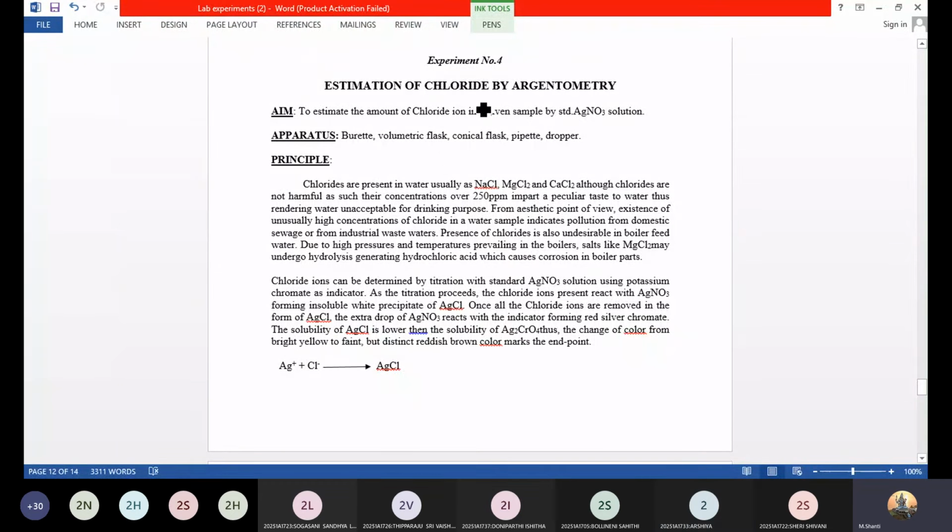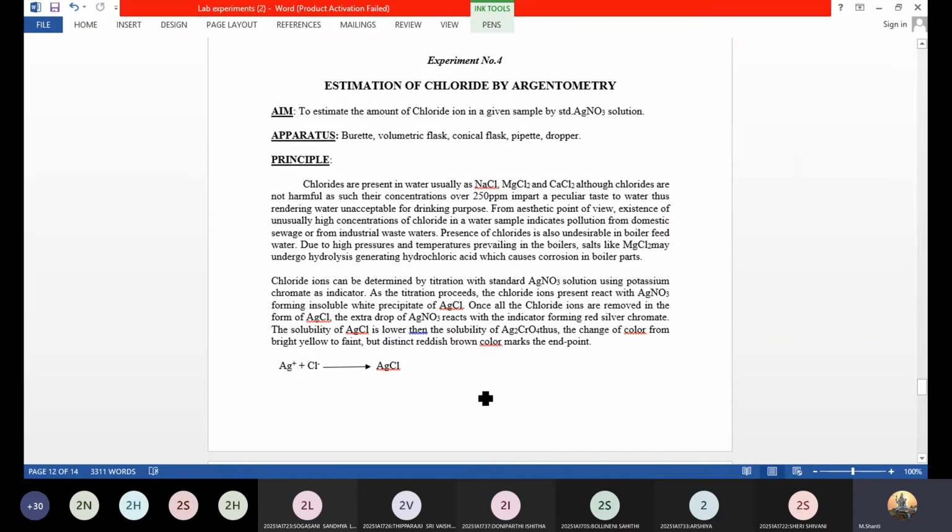Here you are going to estimate the chloride ions by argentometry. Now, what is the necessity for the estimation of chloride ions? In water, usually the chloride ions are present as sodium chloride, magnesium chloride and calcium chloride. Even though the presence of chloride ions does not cause much harm, if its concentration is too high, more than 250 ppm in the water, it causes a peculiar taste and odor, and we just don't feel like drinking that water sample. So that is mostly unacceptable for drinking purposes. That's why we want to estimate the amount of chloride ions.